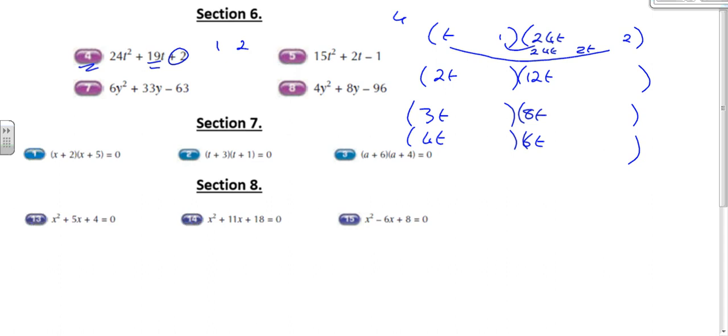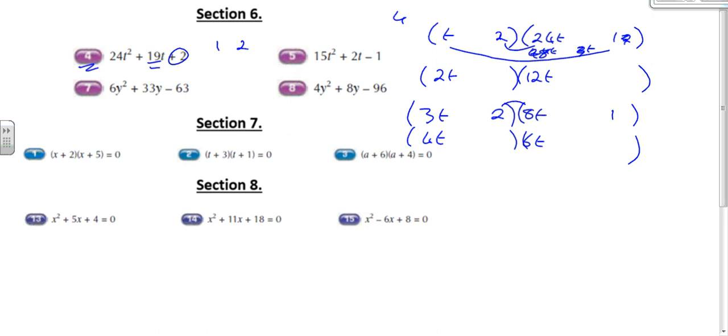And if you swapped it the other way around, have it this way. 2 times 24t is 48t. And t times 1 is going to be 1t. You can't use 48t and 1t to make 9t. So you've got to do trial and error. When you finally find it, it should be 2 lots of 8t and 1 lot of 3t.